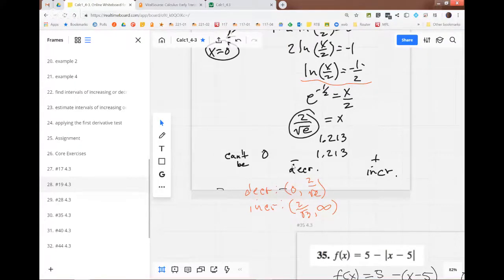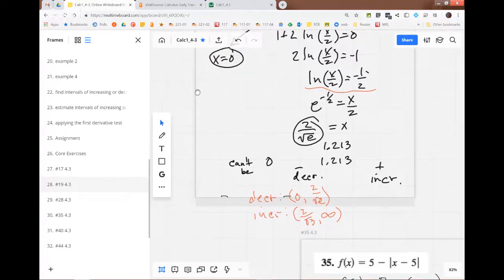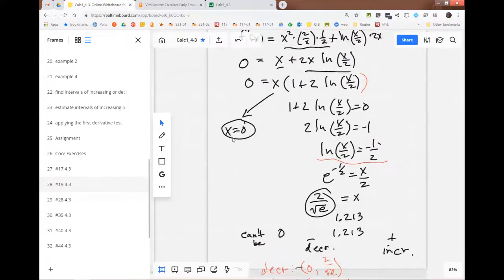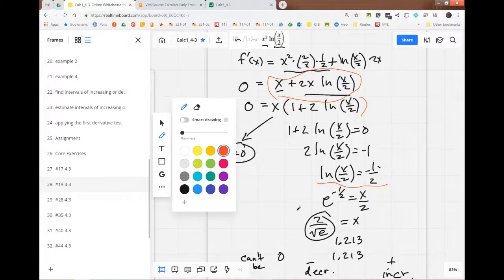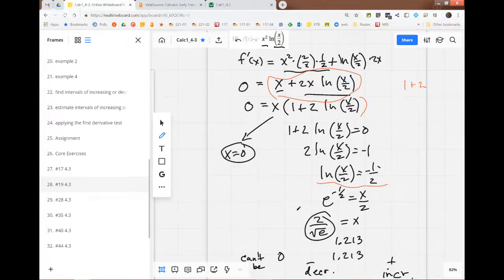So we could pick a number like 1 and go ahead and calculate, see if you get a positive or a negative in the derivative. What would I use for my derivative? Maybe this line right here. Plug in a 1 there. And what do you get? Here, let me write this out. So you get 1 plus 2 times the natural log of 1/2. Okay, what did I do? I have to look. What did I miss?